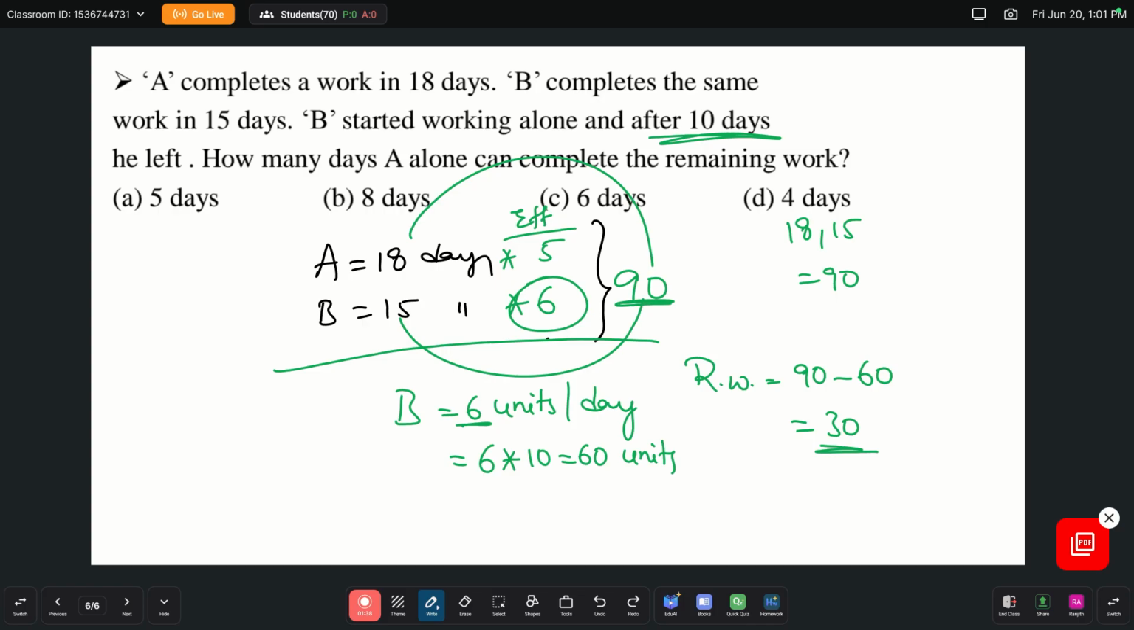This 30 units is done by A alone. A alone equals remaining work by efficiency of A. Remaining work equals 30. Efficiency of A equals 5. So the number of days equals 6 days. A alone can complete the remaining work in 6 days.